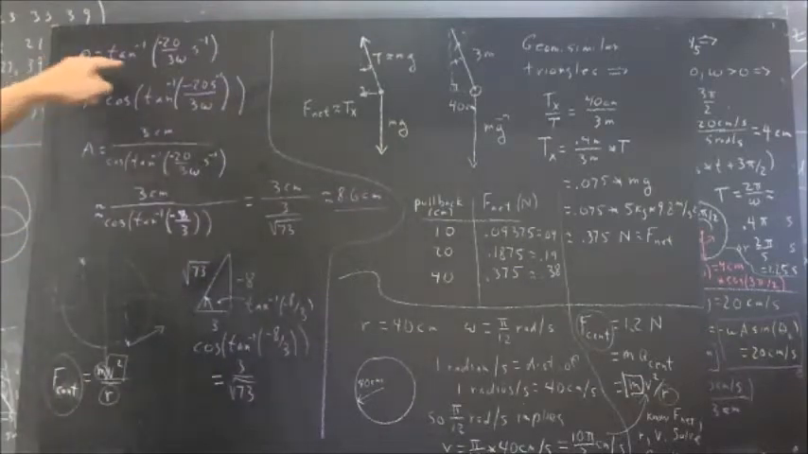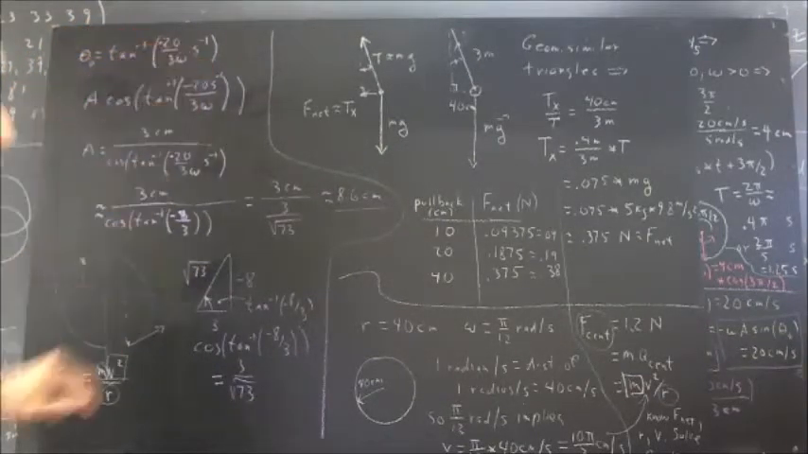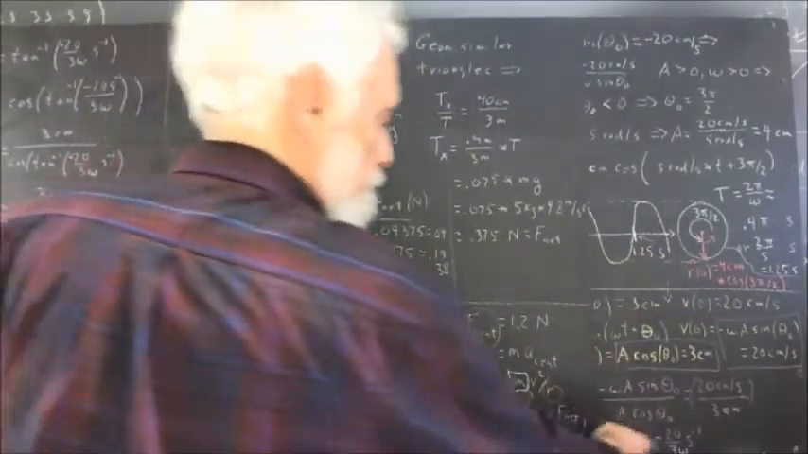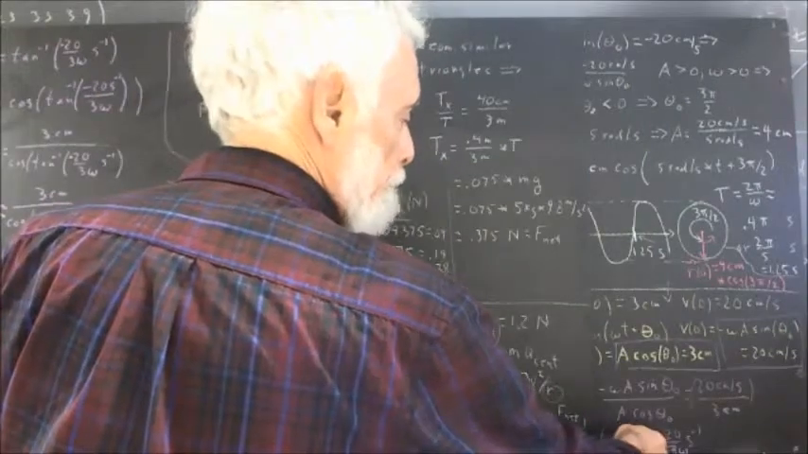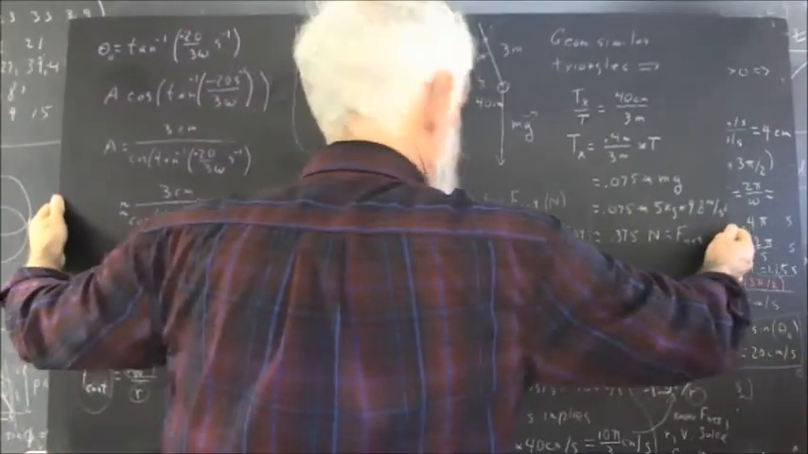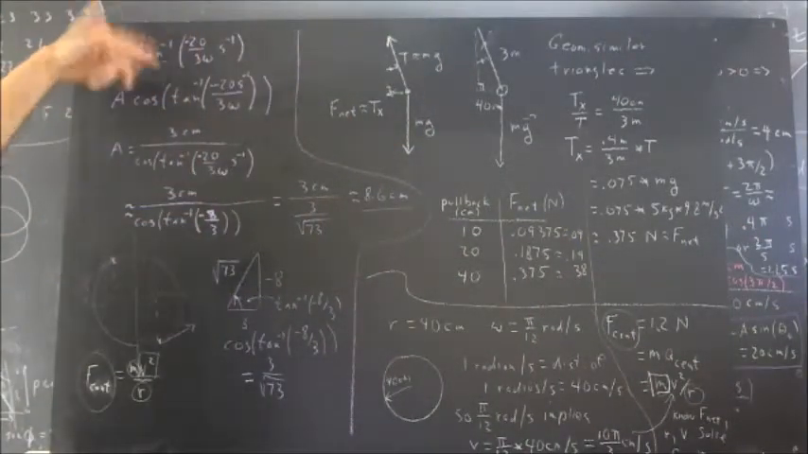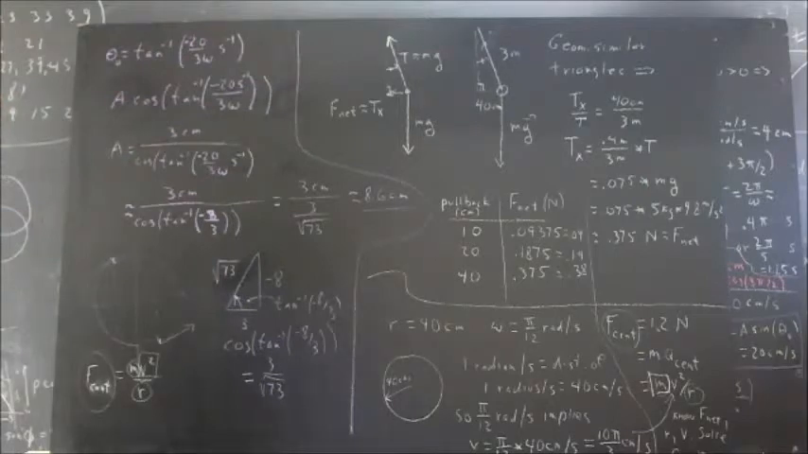Meaning that theta is going to be the inverse tangent of negative 20 over 3 omega, reciprocal seconds. Let's bring that back a second. If tangent of theta naught equals this, then theta naught is the inverse tangent of that. So here we have it. Theta is the inverse tangent of our right-hand side.